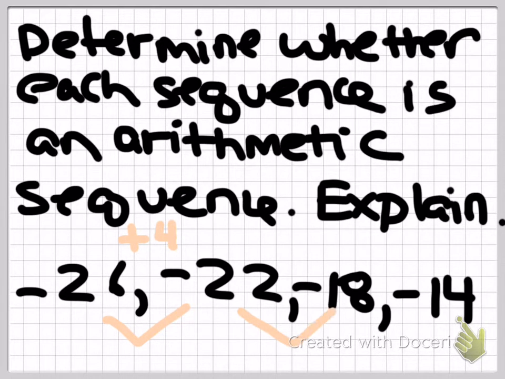Then we have negative 22 to negative 18. And again, that's going to be plus 4 to get from negative 22 to negative 18. And then again, we have from negative 18 to negative 14. And that's also going to be plus 4. So we can say yes here that this is an arithmetic sequence because it has a common rate or a common difference.